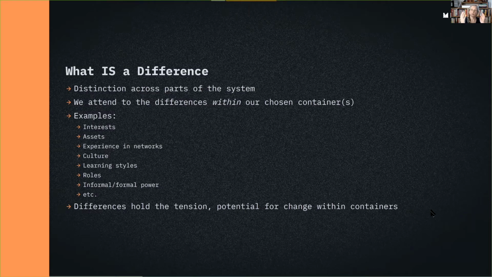So we don't need to get too bogged down in, say, is this project a container, is this project a difference, or this strategy? It depends on how zoomed in and out you are. And so everything is always contextual, and everything is always a little more fuzzy than we'd prefer. That will make us comfortable.